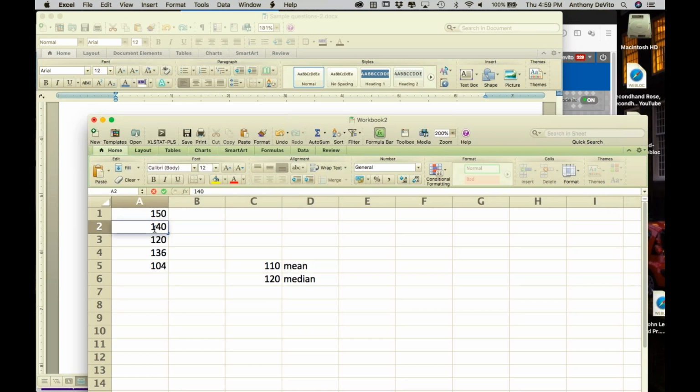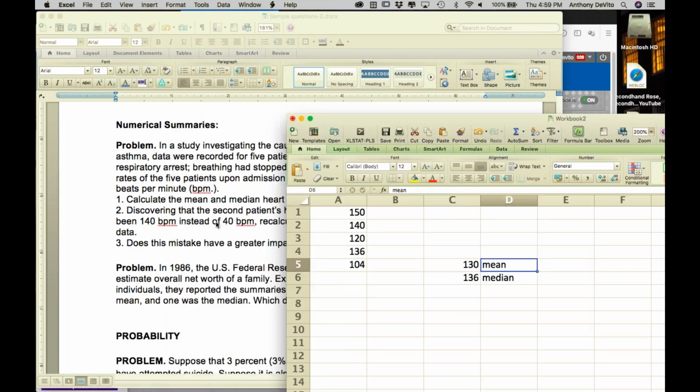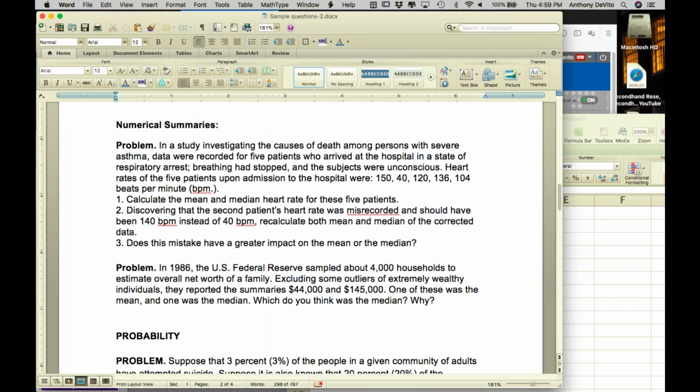Well, big change in the mean, right? Relatively little change in the median. The mean went from 110 to 130 versus the median going up by about 6. Right? So a bigger change in the mean. The mean is more sensitive to outliers than the median is. So sometimes the median is a better measure than the mean in a lot of cases.